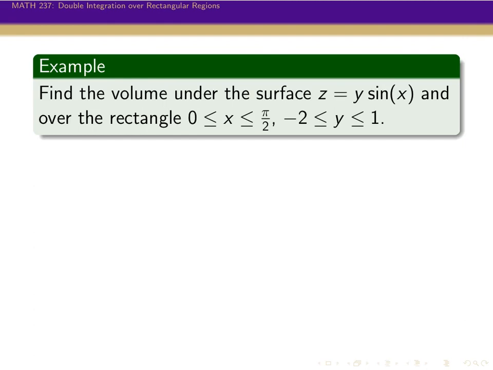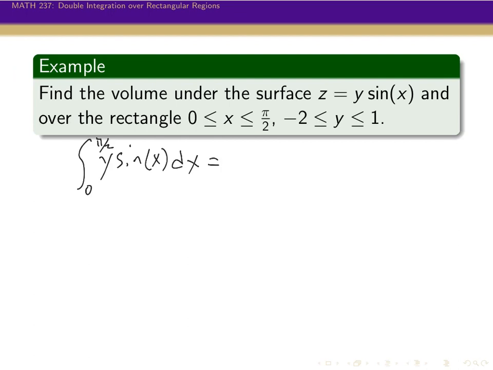Okay, so let's close this out by doing one more example of going through this integral. So now we're doing the integral where our function is y times sine x, over the rectangle where the x values go from 0 to pi over 2, and the y values go from minus 2 to 1. So let's do this in terms of x first. I'm going to keep writing these as separate integrals just to emphasize that we're doing one variable and then the other. So we're integrating y sine of x dx from 0 to pi over 2.